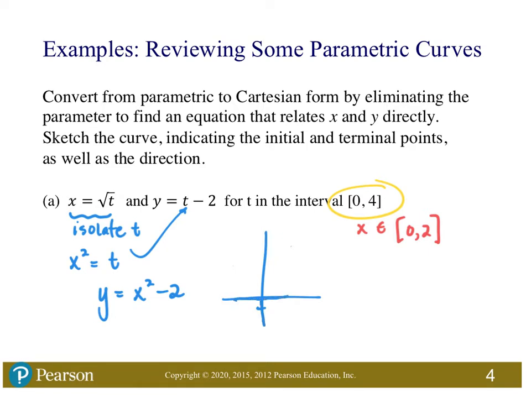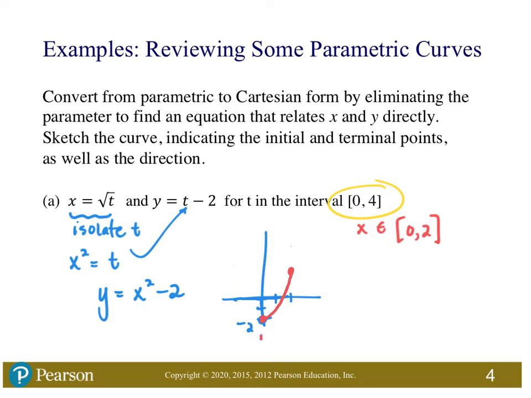Fill this back in. We're going to start at -2. Do it in a different color. And then we're going to end when x is 2, which puts us up here. And so that's as much of the parametric graph that we're going to do.